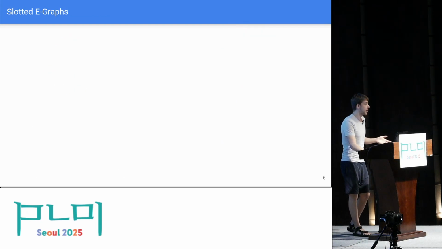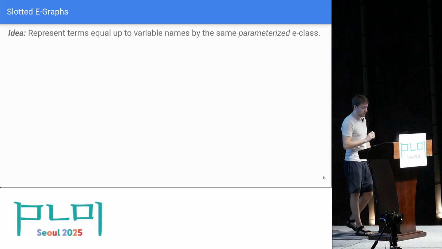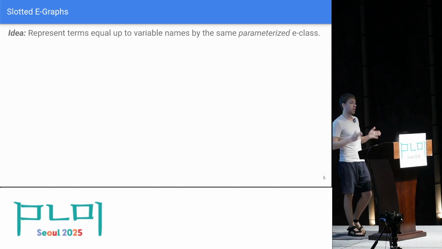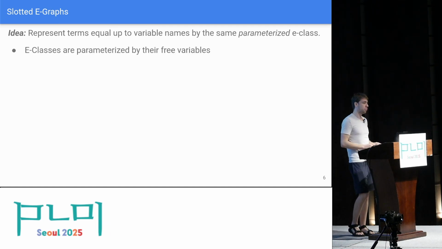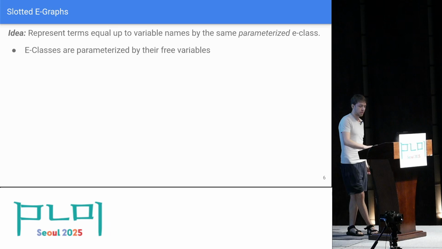All right, now I want to see how we solve that. We solve it with slotted e-graphs. The very basic idea is we want to represent terms that are just equal up to renaming variables by the same parameterized e-class. And we want to parameterize these e-classes by the free variables that we have in them.